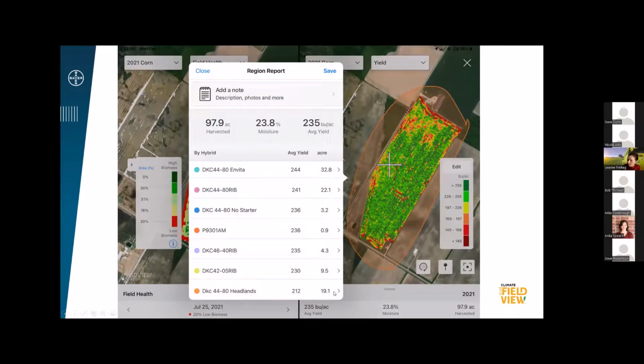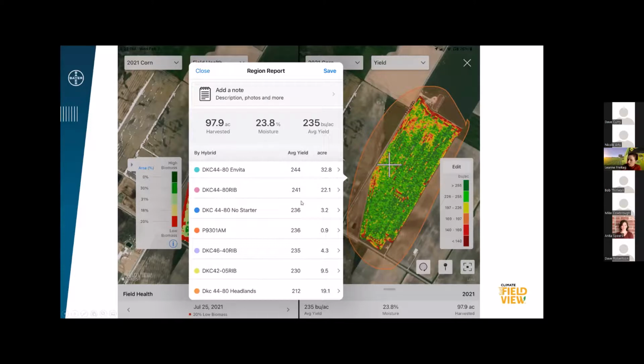So you can see the headlands here, which make up 20% of the field. It's 19 acres in an almost 100-acre field. Those headlands are yielding 23 bushels below the field average. So maybe that's something to consider when you're planning for next year.